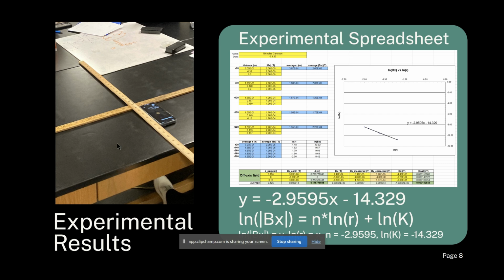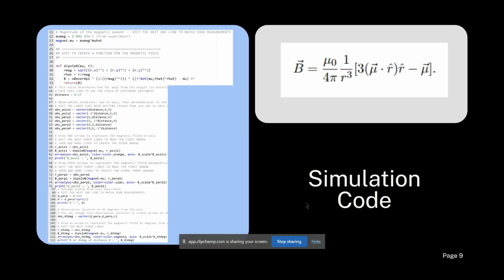So here's the spreadsheet. You can see different distances lining up with the different magnetic field strengths, which you linearize with this equation here, which I've exploded. Essentially, this equation here represents this equation, where you can see the magnitude of the magnetic field, that power, the distance, and those constants, which gives us these values. Using those values, we can make a simulation.